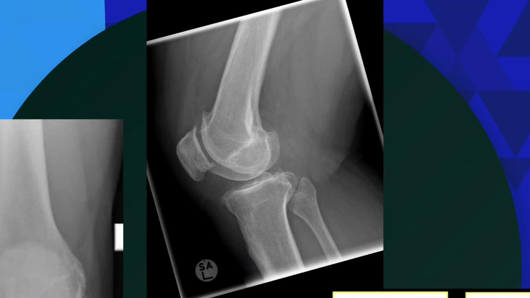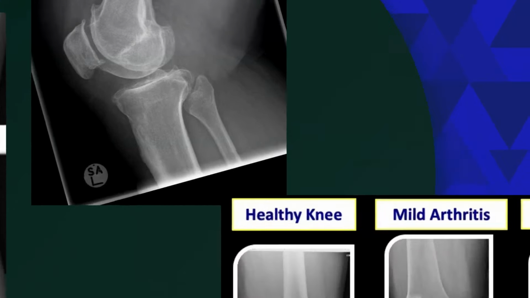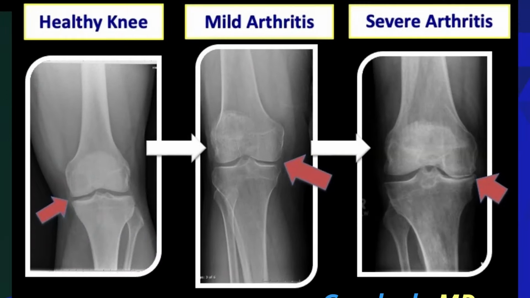Looking at the knee from the side, this is the femur, the tibia, and then now you can see that kneecap in the front of the knee. That's the knee joint, and that's what it looks like from the side. So in a healthy knee, you have good cartilage space.